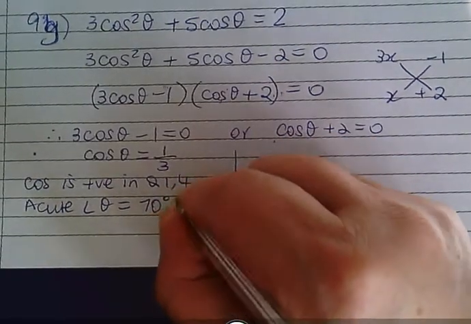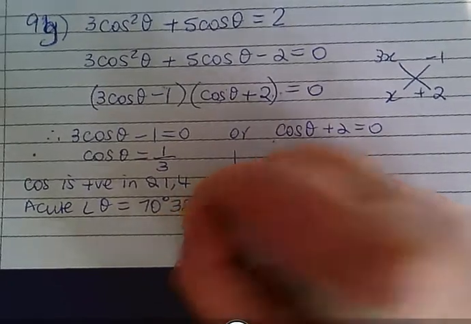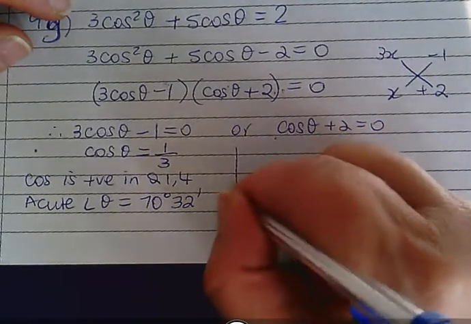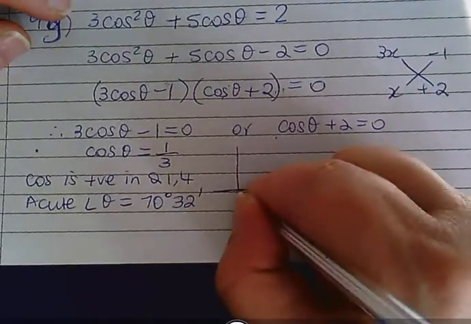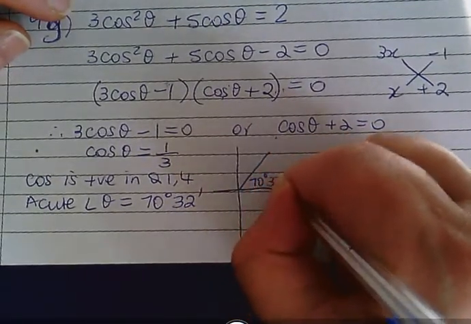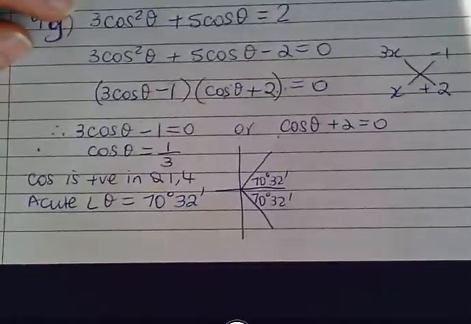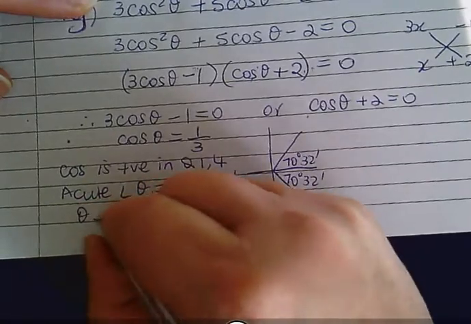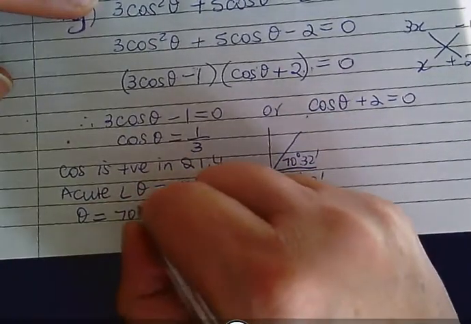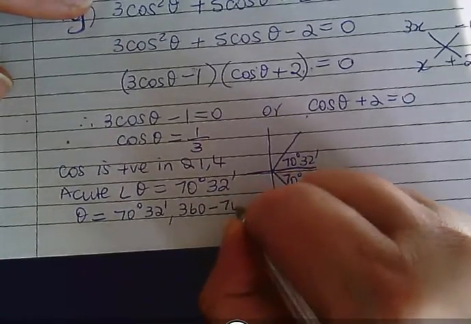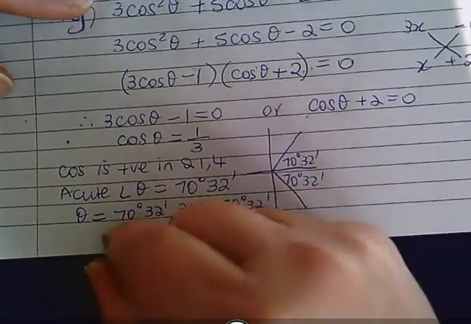70 degrees. All right, I just need a bit more room. Quadrants 1 and 4, I'll just do it over here. 70 degrees, 32 minutes. So therefore, theta in quadrant 1 is 70 degrees, 32 minutes. And quadrant 4 will be 360 minus 70 degrees, 32 minutes.